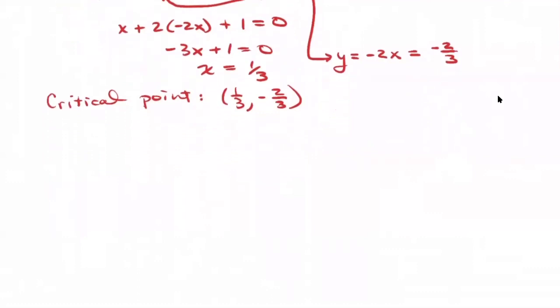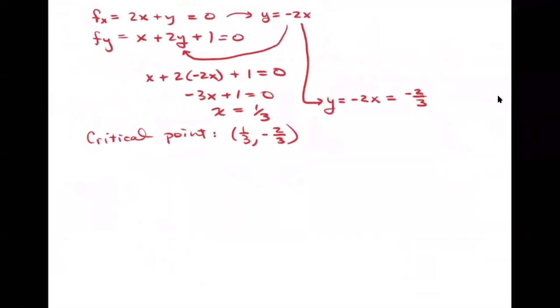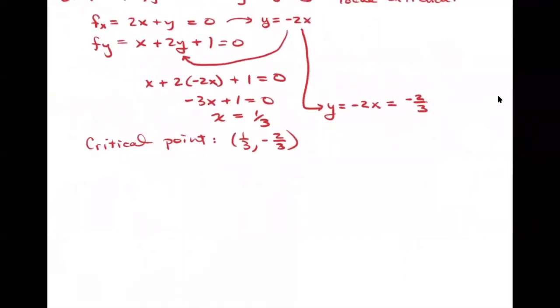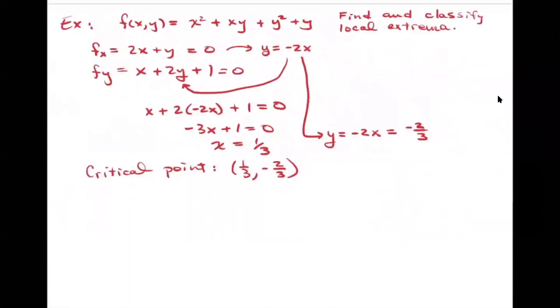All right, so I got my critical point. The next part is to classify it. So we need to take these second partials. So fxx is going to be just 2. And fyy is also 2. And fxy, this is the partial with respect to y of fx, just to make sure you understand. So that would be, where is it? 1.